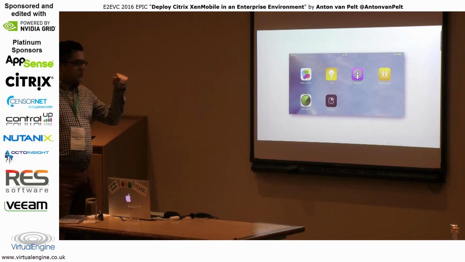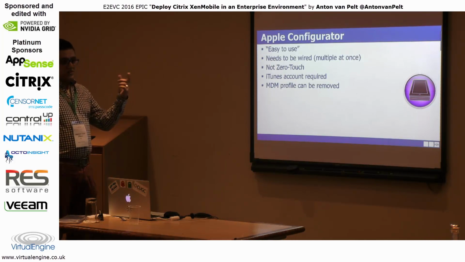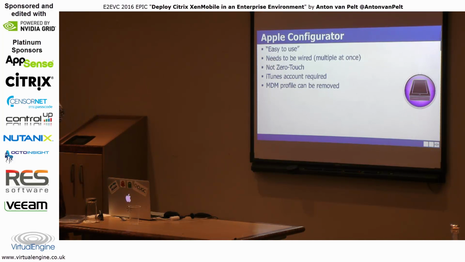So after we sign into iTunes, Worx Home will be downloaded. And we can sign into Worx Home and get all the applications automatically that we configure there. So Apple Configurator is easy to use. It needs to be wired to the MacBook or to another OS X device. You can do multiple devices at once by connecting to a USB hub or something. So if you have to do it in bulk, you can say 10 devices or something. It's not zero touch, and an iTunes account is required, that we saw.